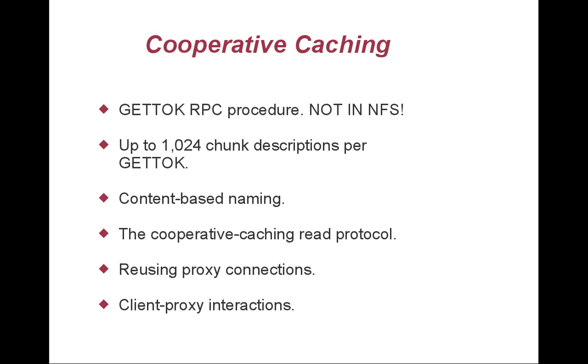The get token call supplies a file handle, offset, and count as arguments, just as in read RPC. But this one returns the file's attributes, the file token, and a vector of chunk descriptions. Each description identifies a specific extent of the file by offset and size and includes a chunk token for that extent. The server only returns up to 1024 chunk descriptions, so more of these calls will have to be made in order to deal with much larger files.